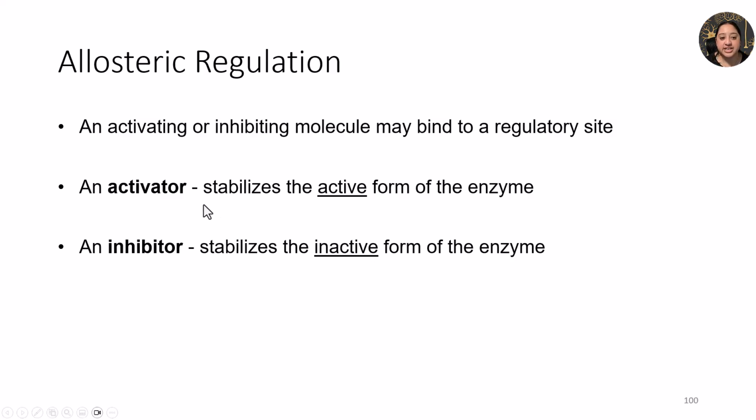And these are, again, just terms that talk about what it does. The actual activator can be a bunch of different things. There's not just one molecule called activator, and again, same for inhibitors. It can be different molecules depending on the enzyme. But in general, an activator stabilizes the active form of that enzyme, and an inhibitor stabilizes the inactive form of that enzyme.